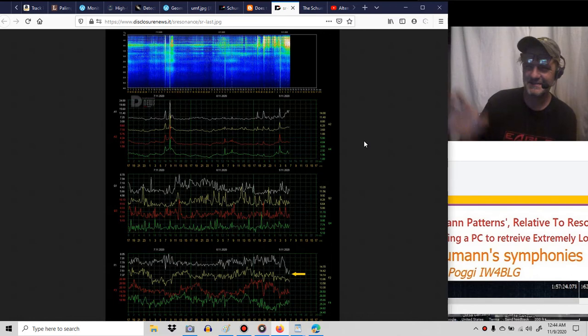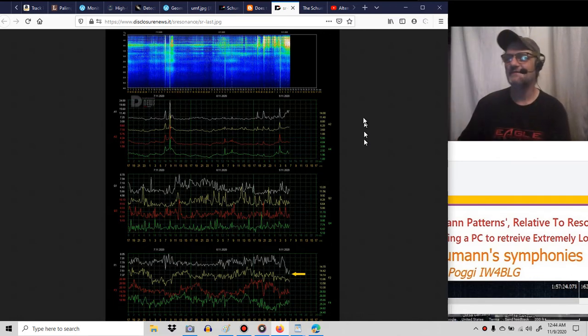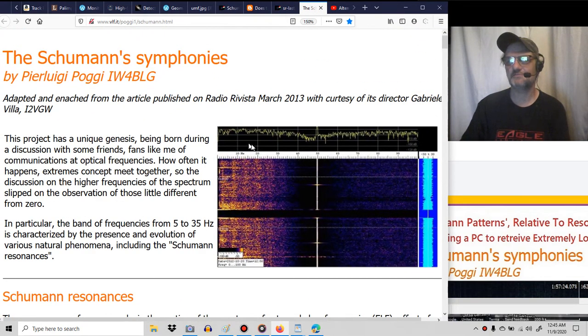And so I'm closing this up, talking about this part of the discussion on the spectrogram. I promise you, the next session, I will be talking about this article here of Schumann's symphonies. And just for the record, no, they're not trying to play the Schumann resonances as music. I've changed that. I think I was misleading in the heading.